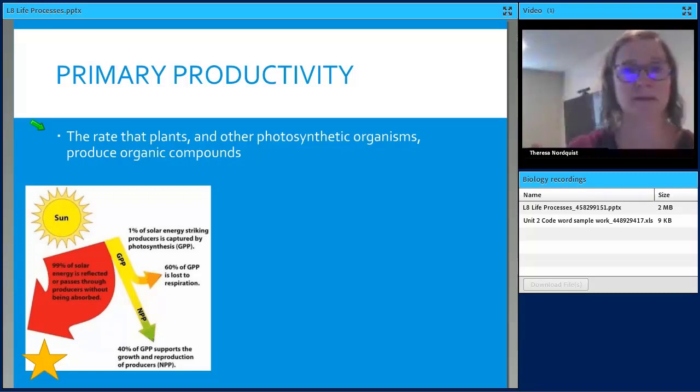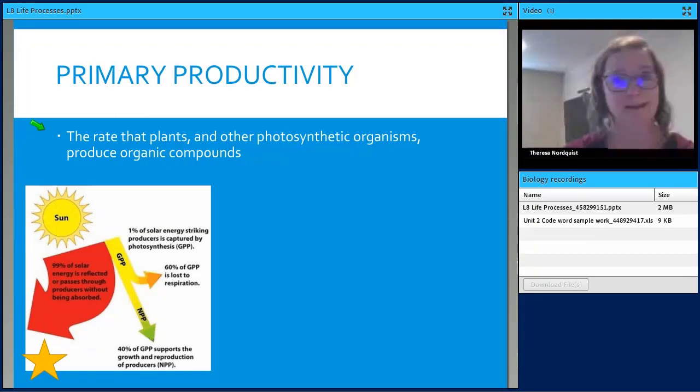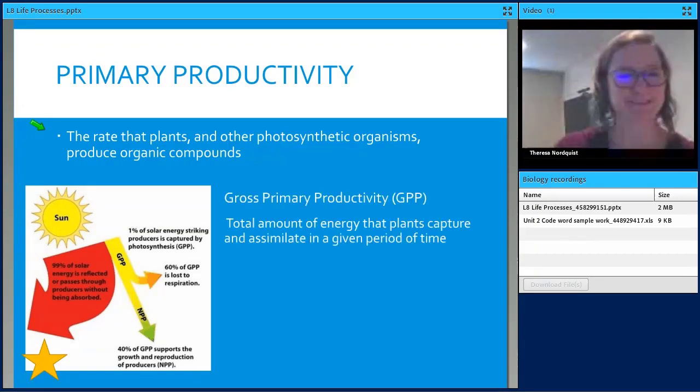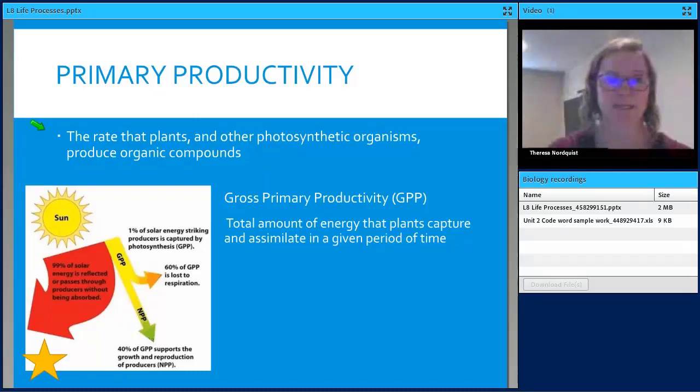Okay? Now, primary productivity can be talked about in two different ways, GPP and NPP. They're fun to say. GPP, gross primary productivity, is the total amount of energy that plants capture and assimilate in a given period of time. So we're still looking at a rate sort of thing, but the total amount is your gross amount. How much did you get total?